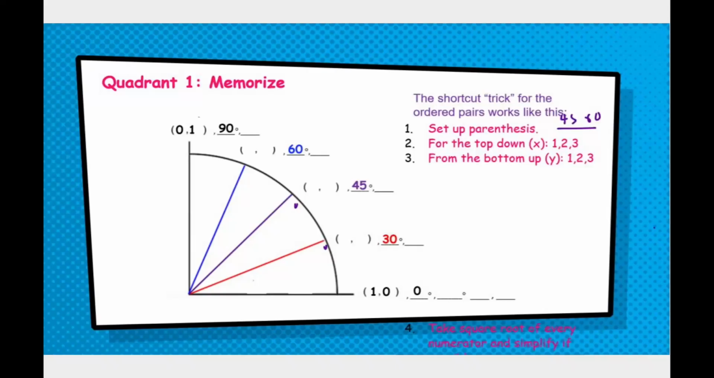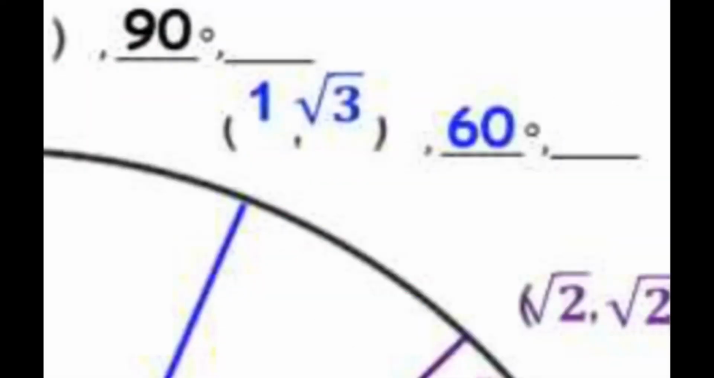So for starters, the pattern, the special shortcut trick for finding those ordered pairs: the x values 1, 2, 3 from top to bottom, then y values 1, 2, 3 from bottom to top. After we have those done, we're going to take the square root of every numerator and simplify if possible. Really, I don't need to say numerator because we haven't made a fraction yet. Just take the square root of every single one of these numbers and simplify it. If you notice, 1 does not have a square root because I've already simplified it. The square root of 1 is 1. The square root of 3 is just the square root of 3. The square root of 2 is the square root of 2, so on and so forth.